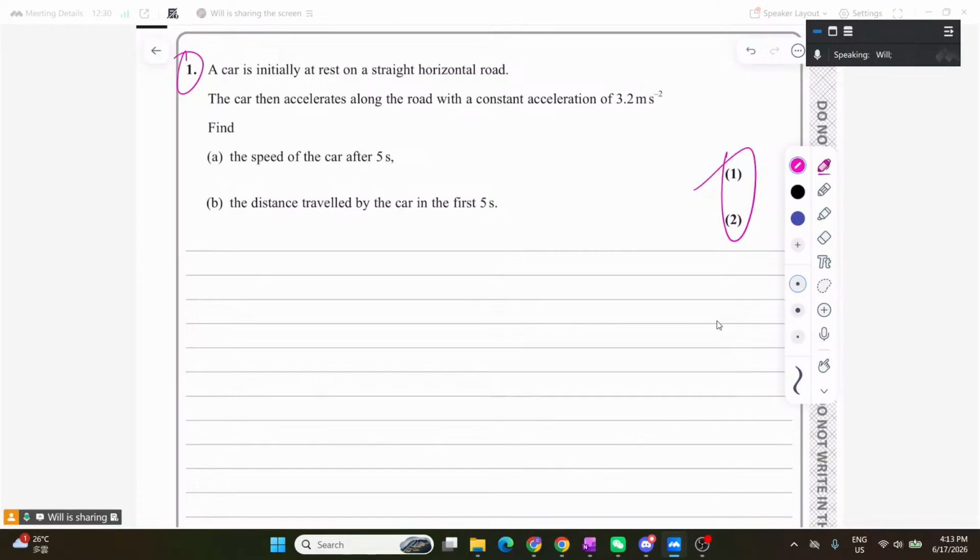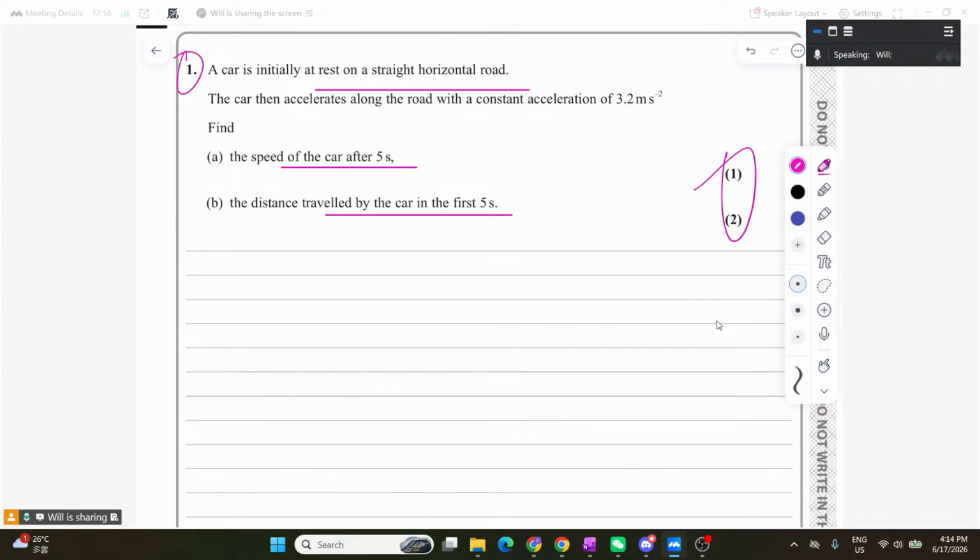First one: the car is at rest on the straight horizontal road. For the two questions, how to solve it? You tell me, tell me the ideas.